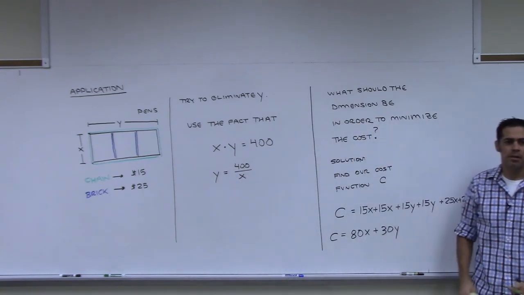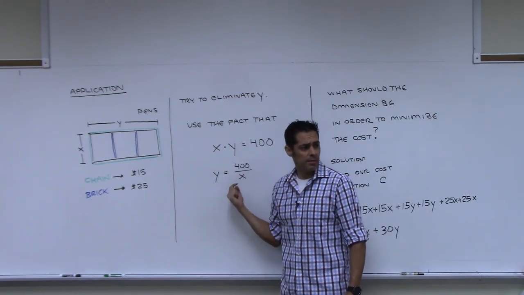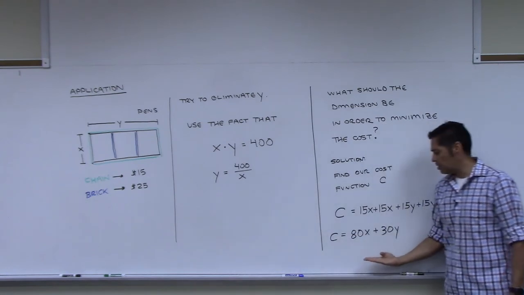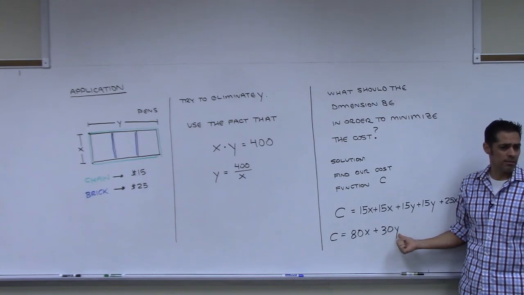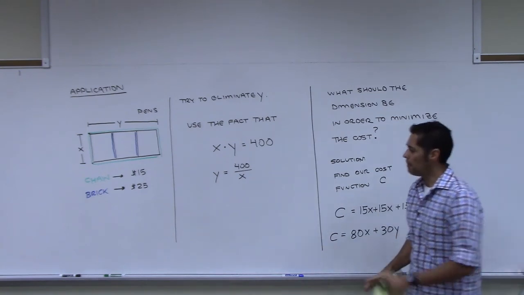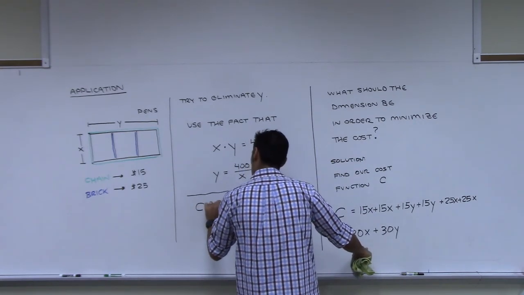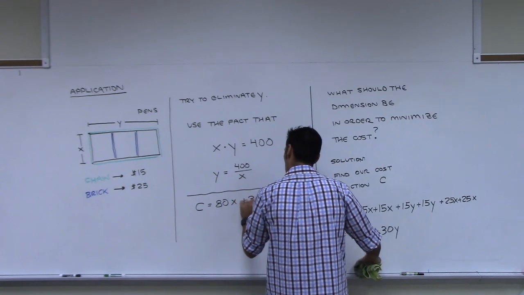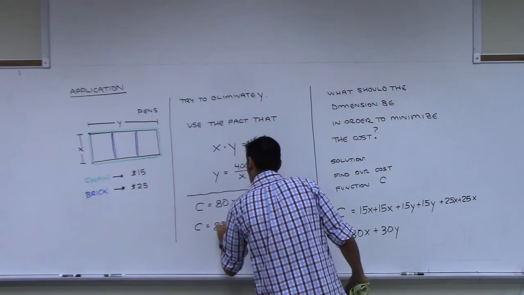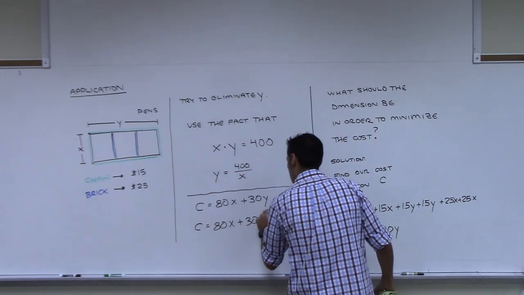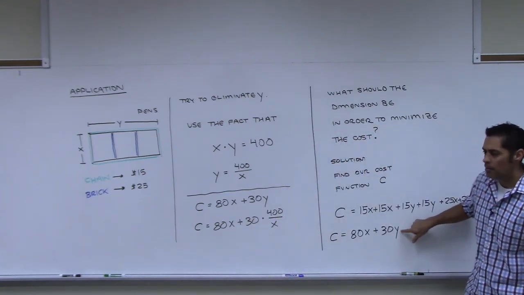Understand? So what I'm saying here is that y has to be 400 divided by x. So now I come back to this equation right here, and I replace y with 400 over x. Got it? So now at this point, I'm going to take my cost, which is 80x plus 30y, and I'm going to rewrite it as cost equals 80x plus 30 times 400 over x. So I just replaced that y with 400 over x.